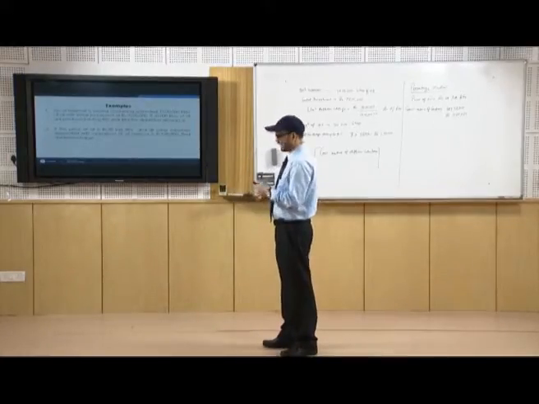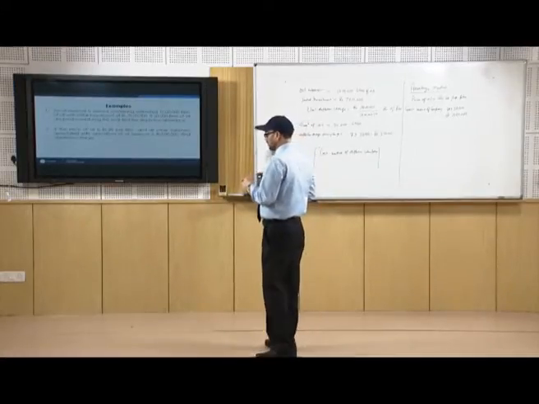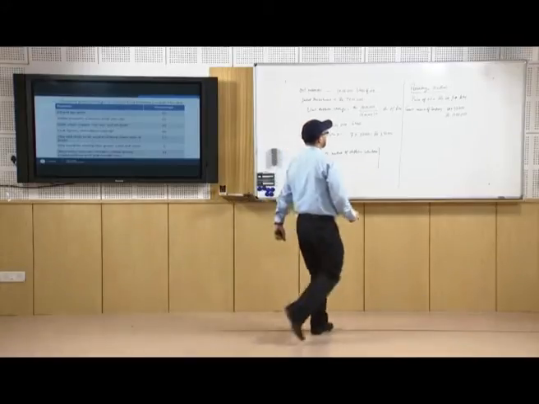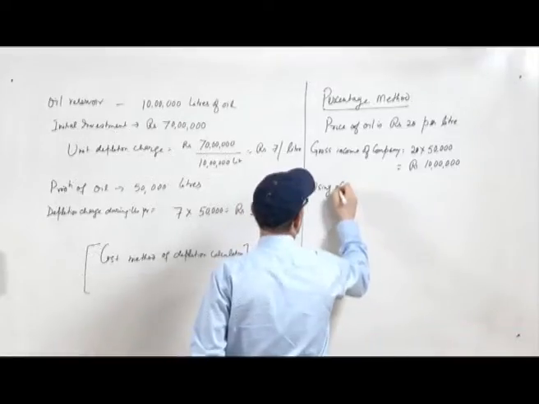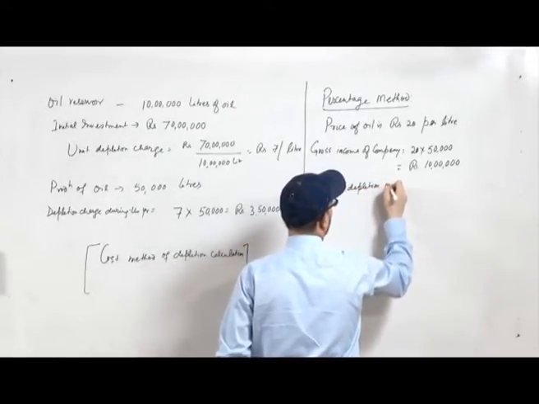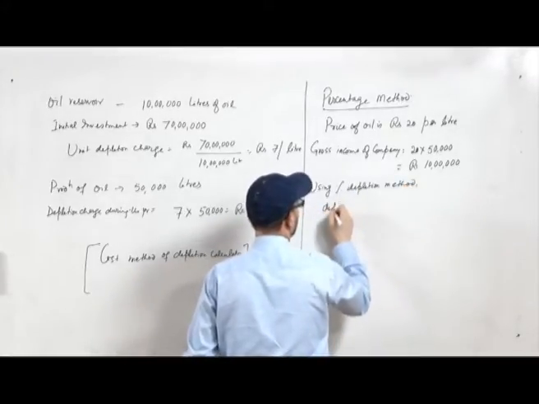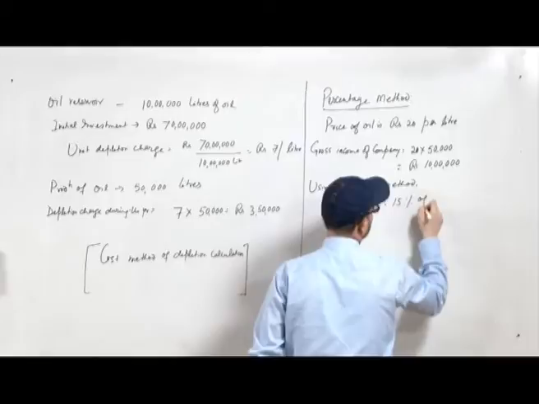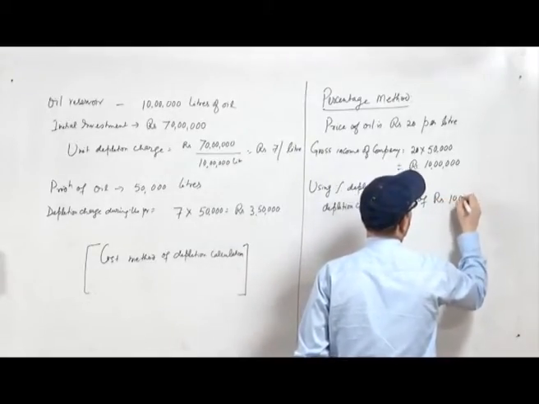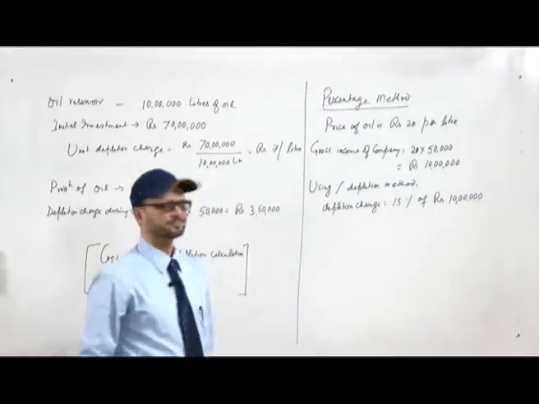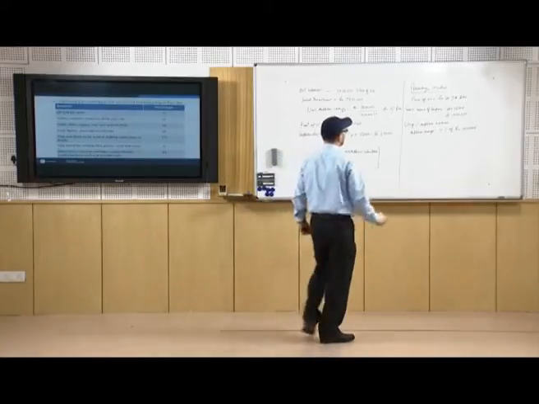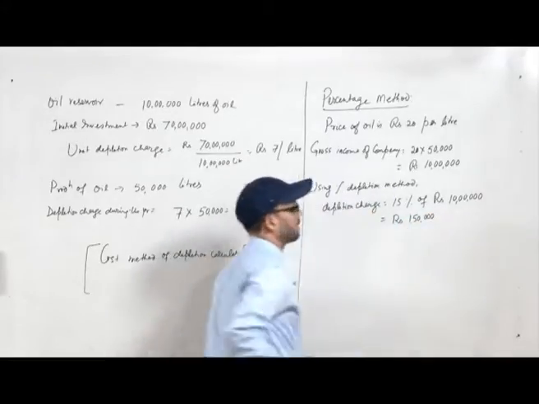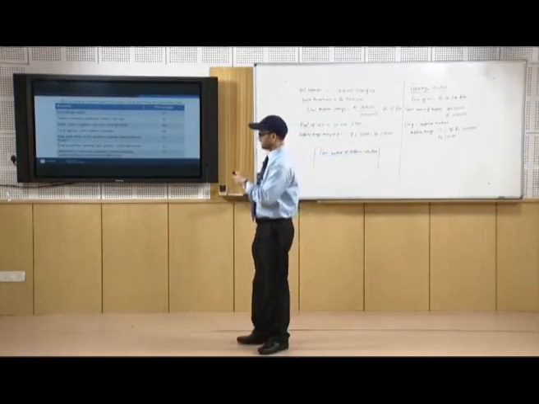Now, here we have to use the percentage method. So, we see that for oil the percentage depletion charge is 15%. So, using the percentage depletion method, the depletion charge will be 15% of the gross income, rupees 10 lakh. So, it will be rupees 1,50,000. This is the depletion charge calculated using the percentage method.